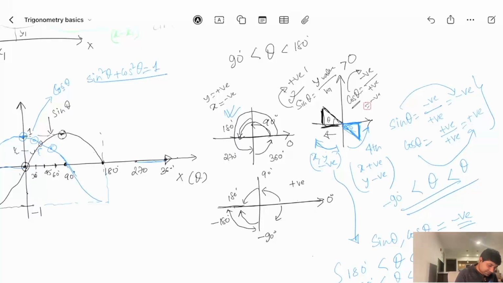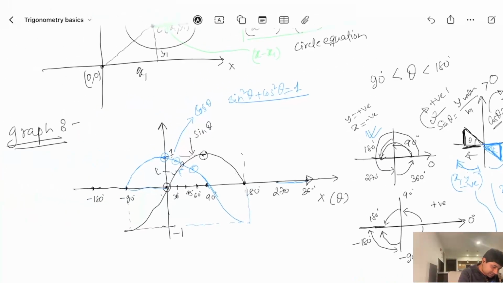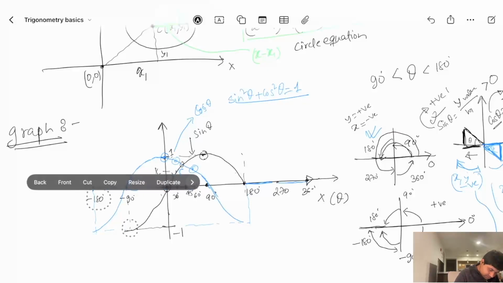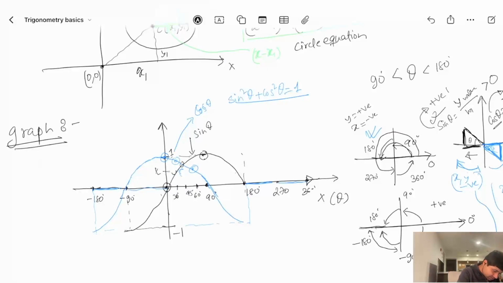Now in that time frame, how will the graph look? This is nothing but this particular zone. So here the graph will look like this. It goes back to here, and then the sine goes back to the top. So you can just treat it the same way.